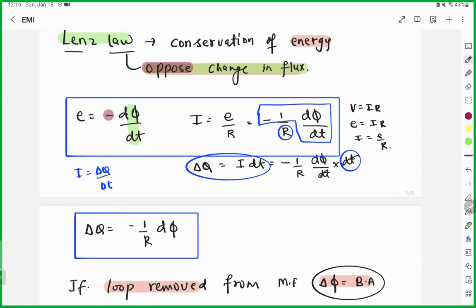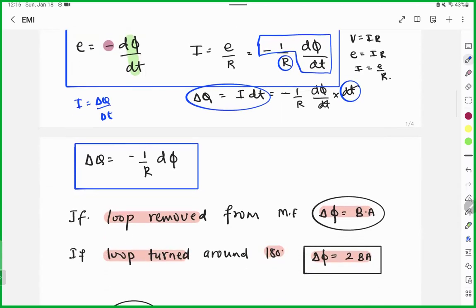Any doubt, guys? No, sir. If a loop is removed from the magnetic field, what will be the change in the magnetic flux? This.